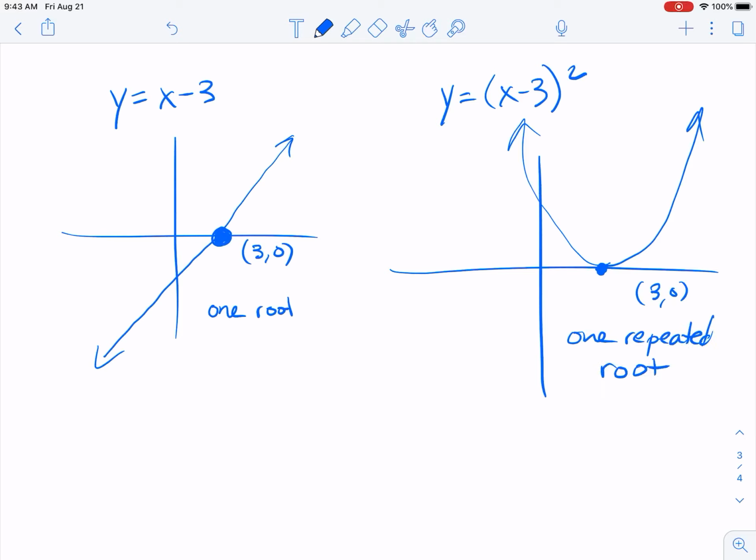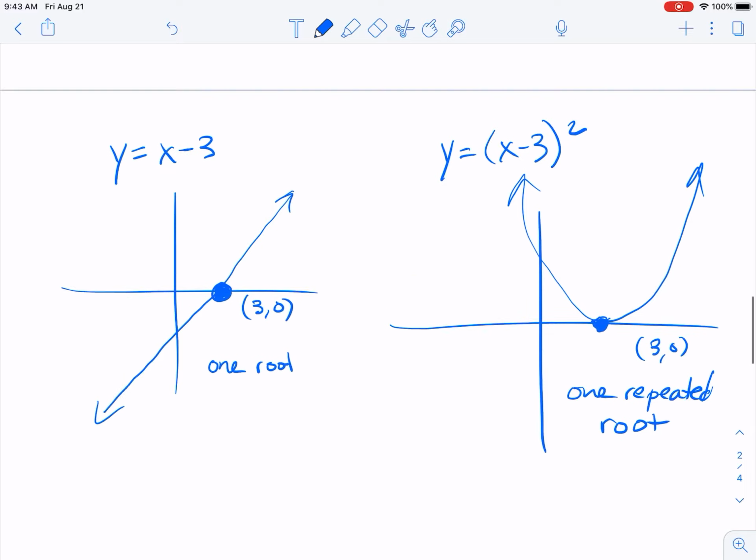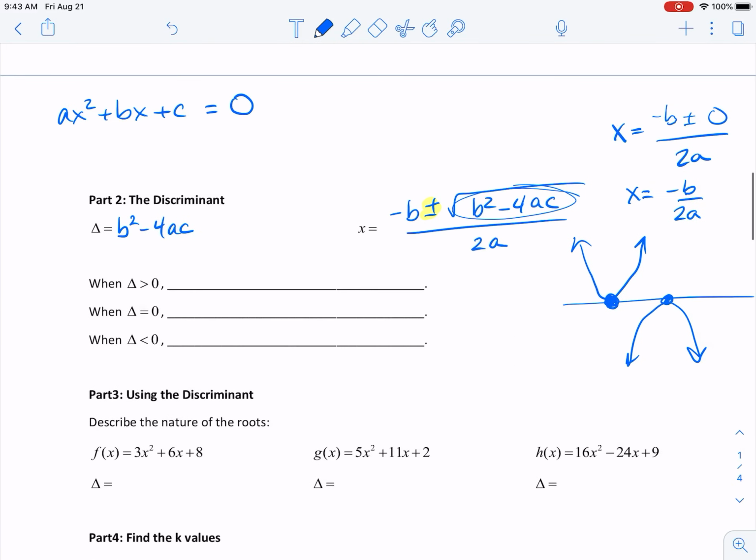HL, we're going to talk about the multiplicity when we get into polynomials. SL, we don't do polynomials, so there's that. But we could say that this root has a multiplicity of 2, or it's repeated right there for us. So what happens here is when the discriminant equals 0, let's write a whole sentence. We have one repeated real root.